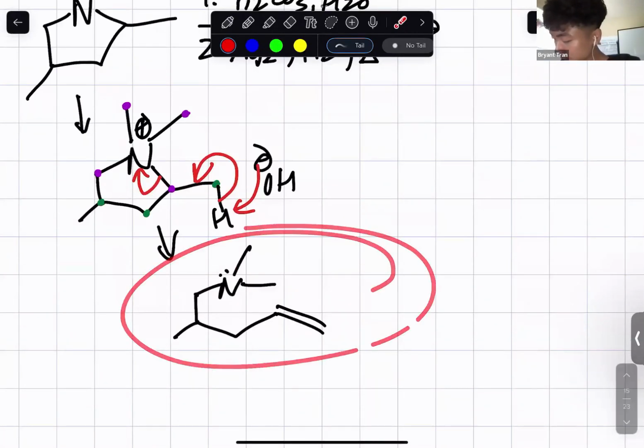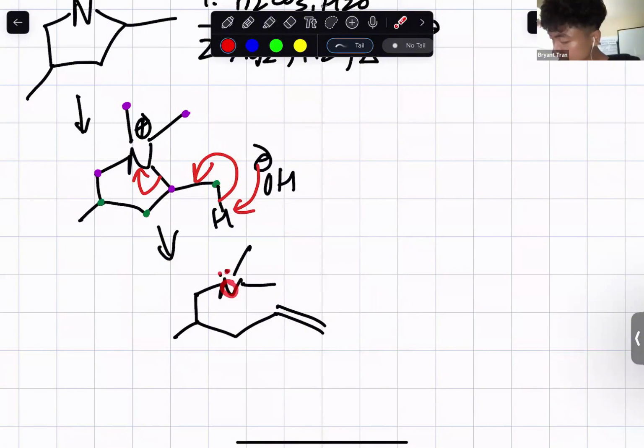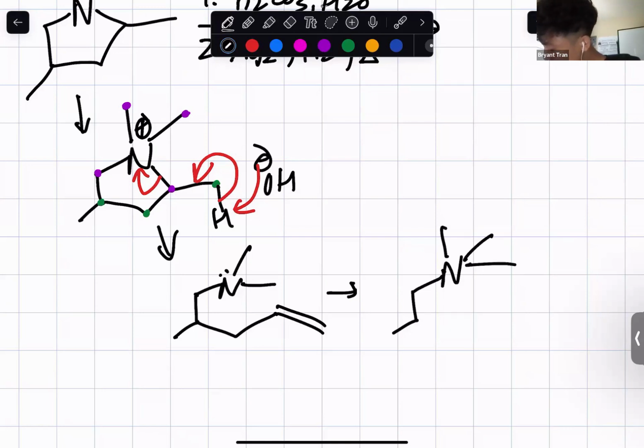We have this, but notice how this nitrogen here has a pair of electrons. That pair of electrons can attack another CH3I to become over-methylated with a positive charge. And in this case, we only have one option, right? Where this is the alpha carbon, this is the beta carbon.